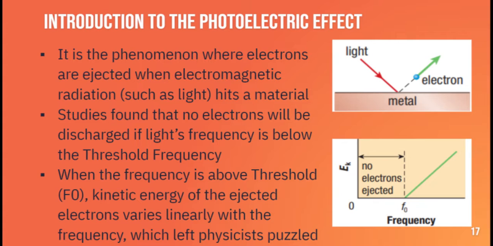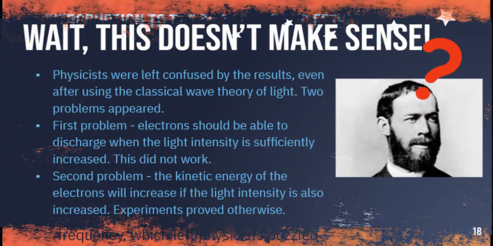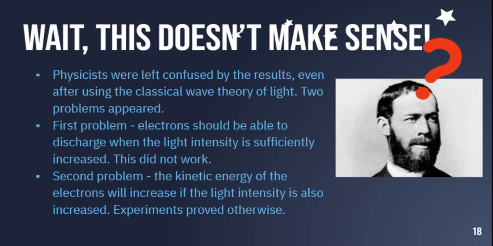It was discovered that if the light's frequency is below the threshold frequency, no electrons will be discharged. But if the frequency is above the threshold, the kinetic energy of the ejected electrons varies in a straight line. This result left physicists confused even when they referred to classical physics laws. And there are two problems. Number one, electrons should be able to discharge when the light intensity is sufficiently increased, but it did not work out.